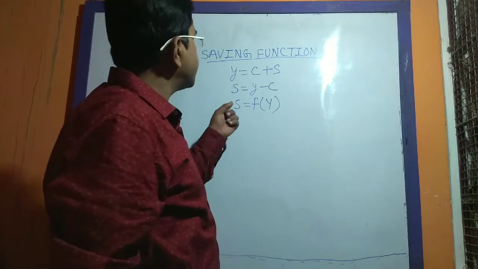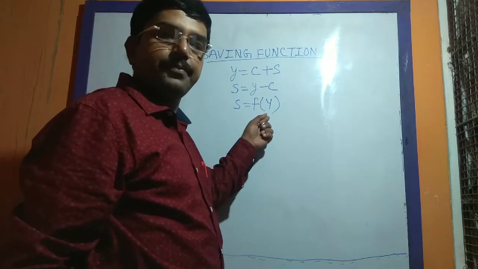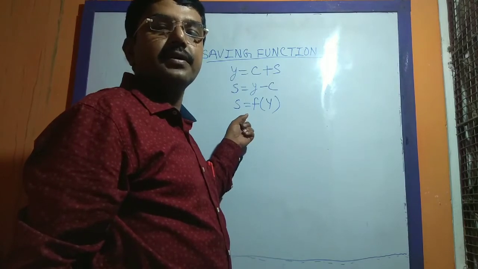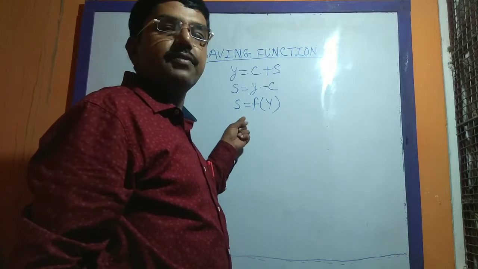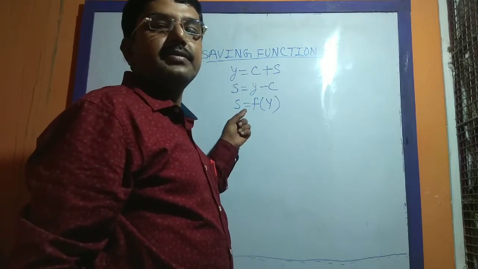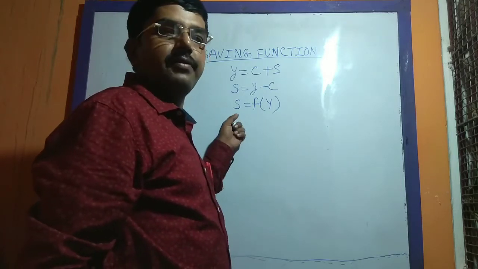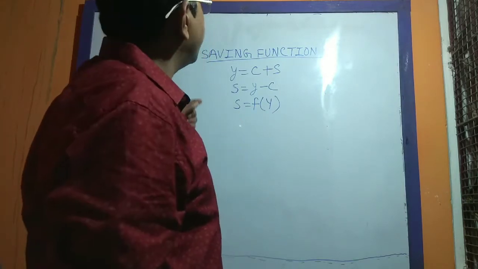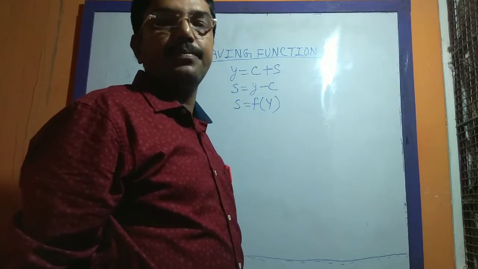So S is saving. Saving depends upon income. When income increases, saving will also increase. So the saving function shows the functional relationship between income and saving. There is a direct and positive relationship between income and saving. When income increases, saving will also increase. So the saving function is also known as propensity to save.